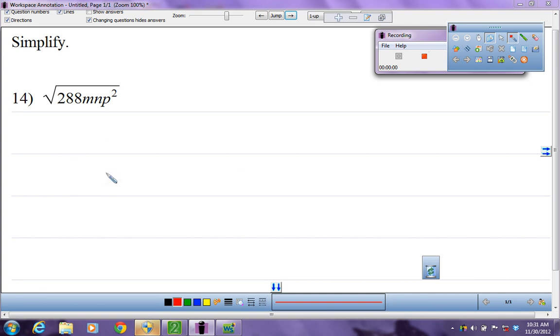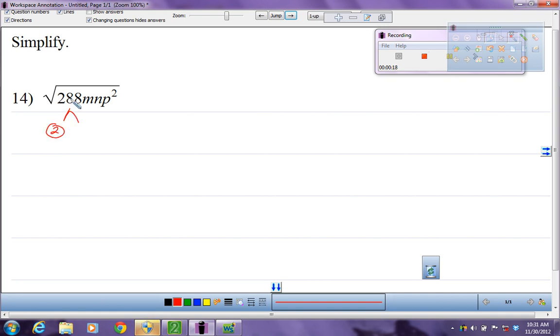Okay, this one is basically just simplifying the radical. Hopefully by now you're good at it. Again, if you have large numbers, you can use the calculator and use your divisibility rules. If it ends in an even number, you can definitely divide by 2.